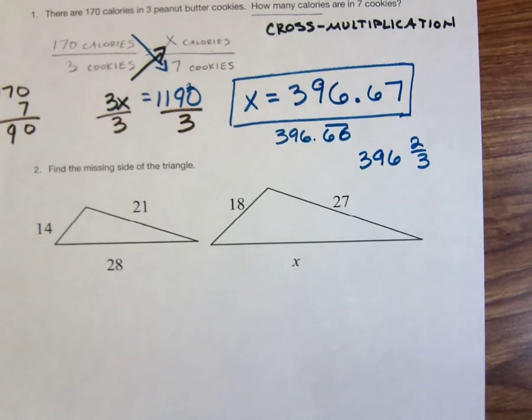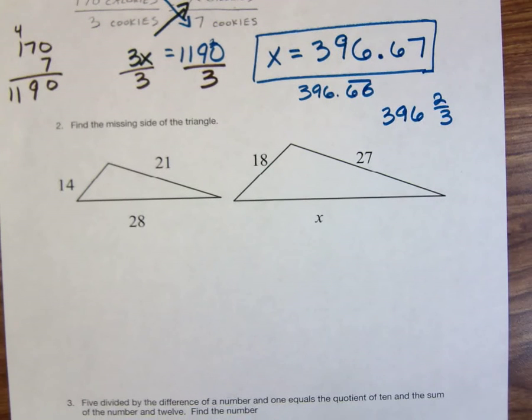Okay? All right, let's move on. Missing sides of a triangle. So a triangle has got 3 sides, kids. Did you know that? Triangle got 3 sides. A Euclidean triangle has 3 sides.